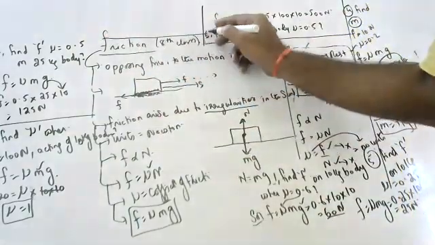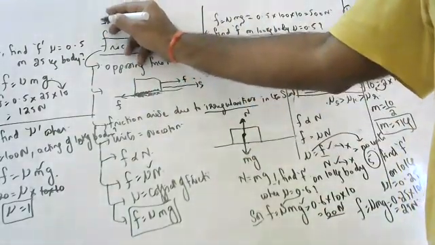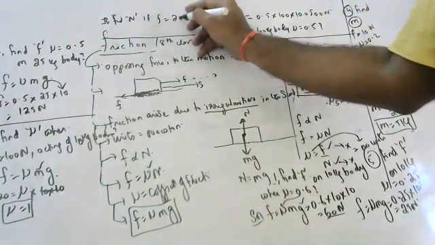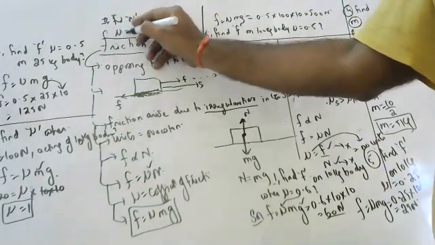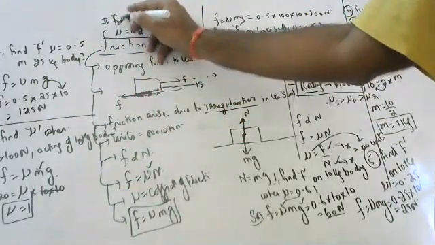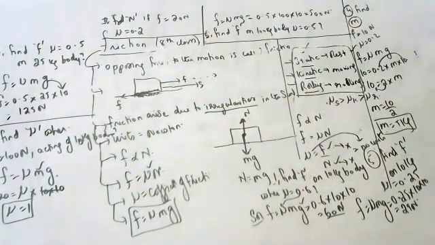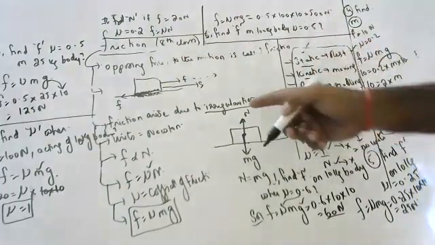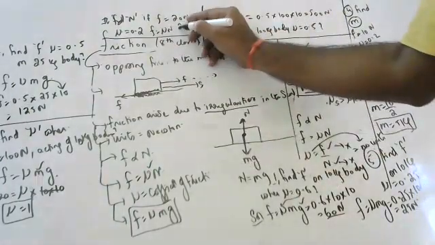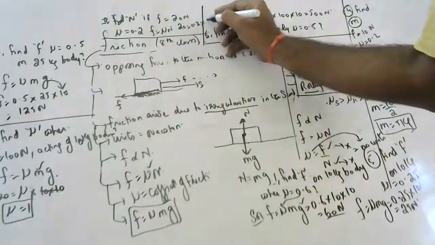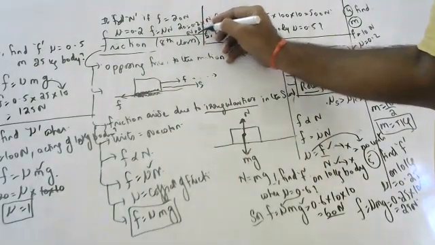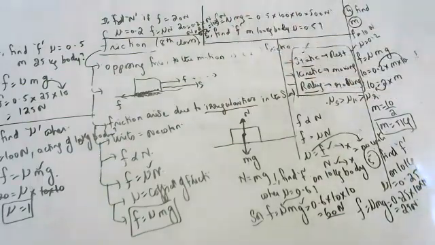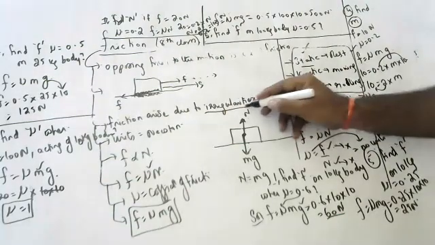Next, Vedant. Yes, sir. Find normal reaction if frictional force of 20 Newton is acting on a body and coefficient of friction is 0.2. F is equal to mu N. N is equal to mg. So 20 is equal to 0.2 times N, 20 by 0.2 is 100 Newtons.